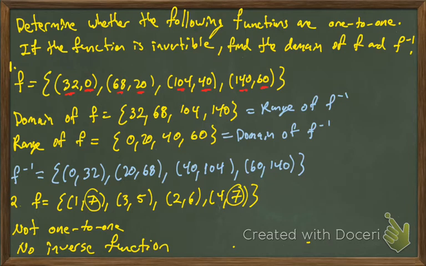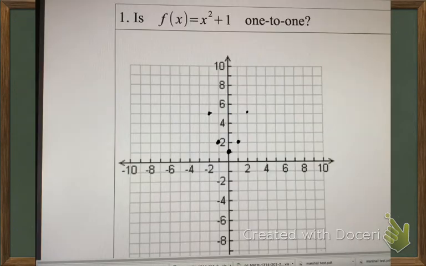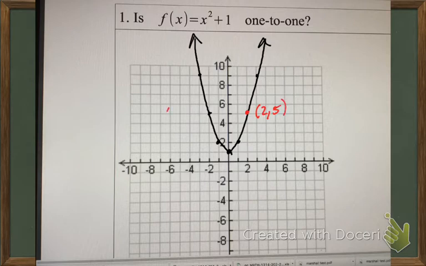Okay, so that's how we're going to look at sets of ordered pairs. We're also going to look at some graphs and determine whether they are one-to-one or not. So here we have x squared plus 1, and the question is, is this a one-to-one function? We've probably answered this question in the past using the horizontal line test, but we can go ahead and discuss it again. So here it is, and then I can pick 2 points. Here's (2, 5), and here's (-2, 5). And I do have repeating y's.